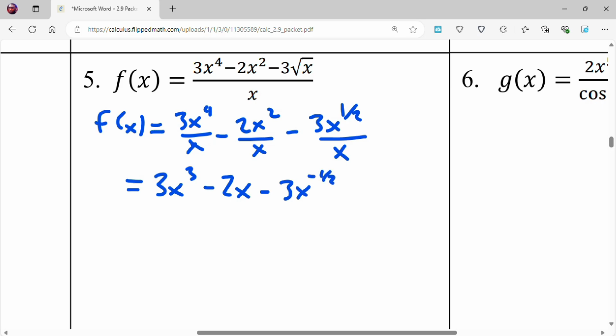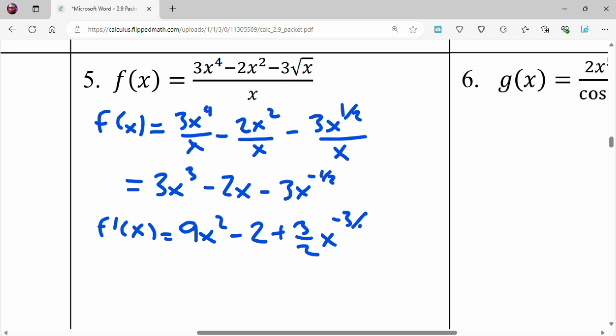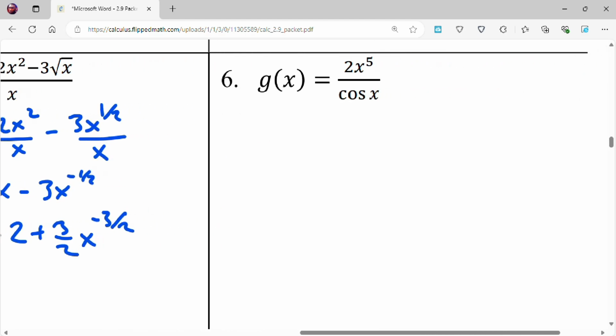3x to the negative half, because x to the 1/2 divided by x to the 1 is x to the negative 1/2. Now we can find a derivative. So f prime of x equals, power rule, right? 9x squared minus 2, and then that negative 1/2 comes down, so plus 3 over 2, then x to the negative 3 over 2. And there's no need to write as square root here.